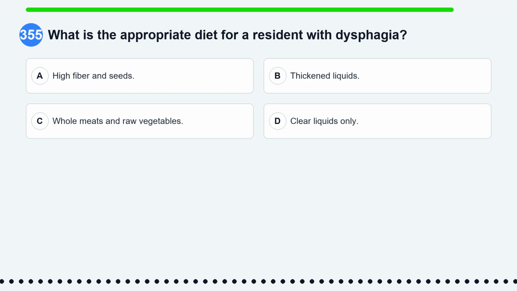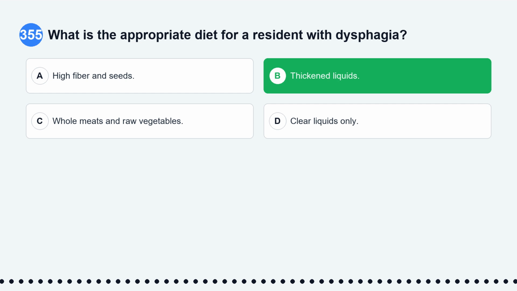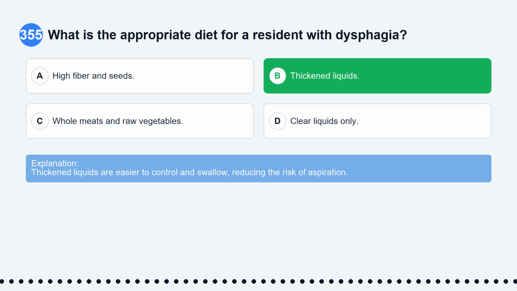Question 355. What is the appropriate diet for a resident with dysphagia? Option A, high fiber and seeds. Option B, thickened liquids. Option C, whole meats and raw vegetables. Option D, clear liquids only. The correct answer is option B, thickened liquids. Thickened liquids are easier to control and swallow, reducing the risk of aspiration.